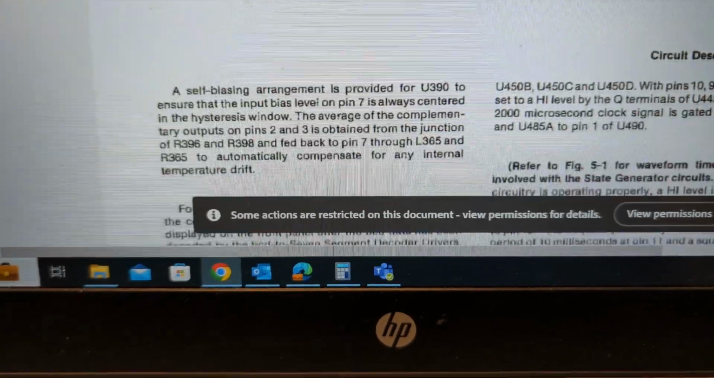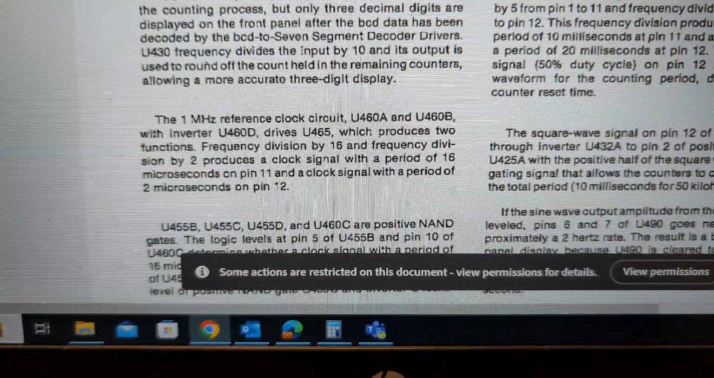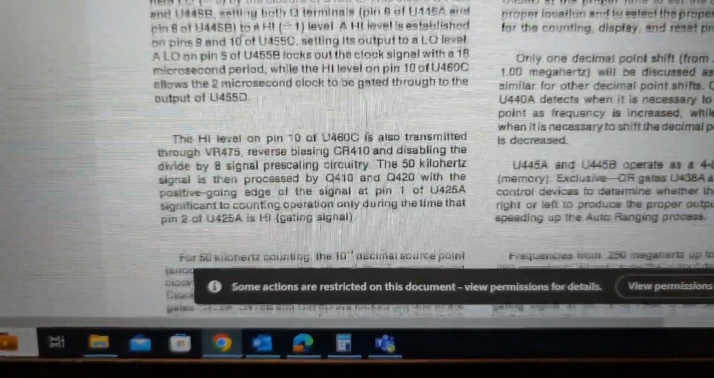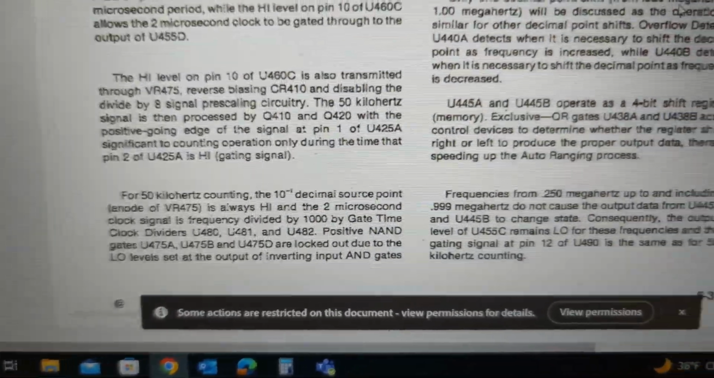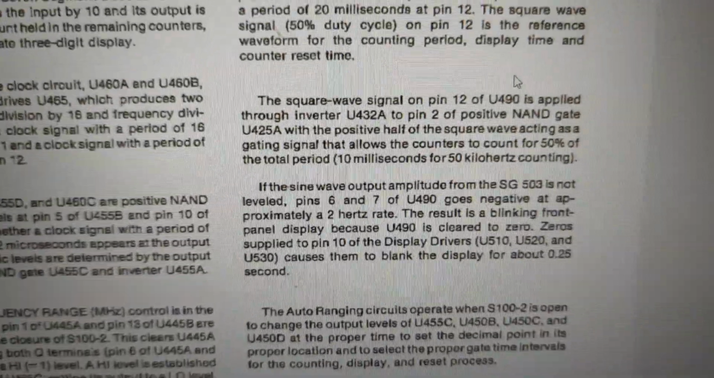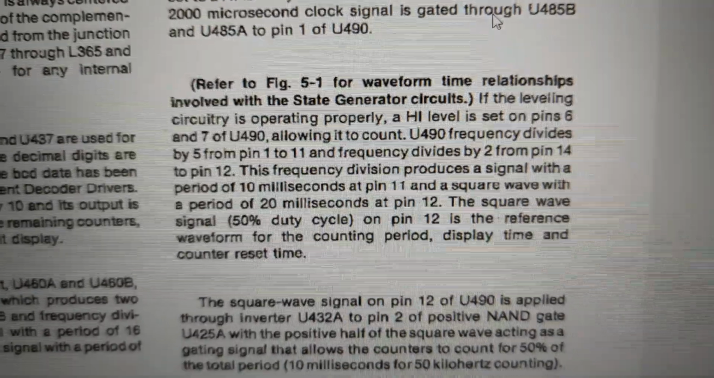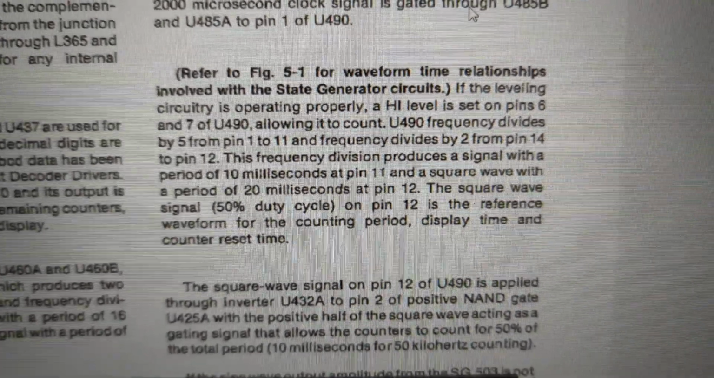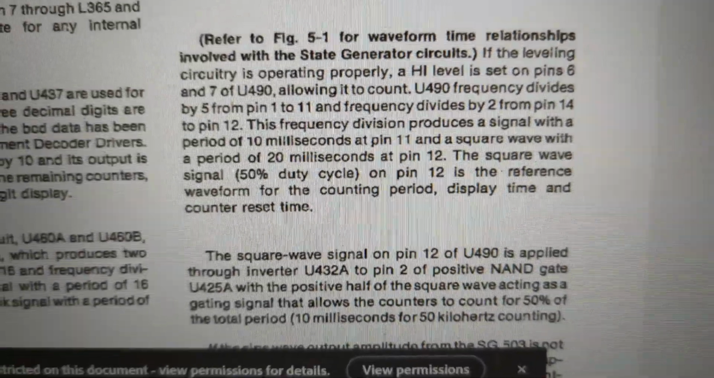Okay, and everything is looking good. All the measurements that I've made match up with what is mentioned in the theory of operation. And that's until I get right about here, right where it says refer to figure 1 for waveform time relationships, and we're going to look at that in a second, but that's actually not what I'm talking about.